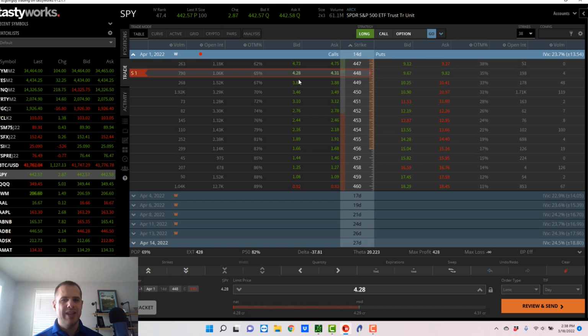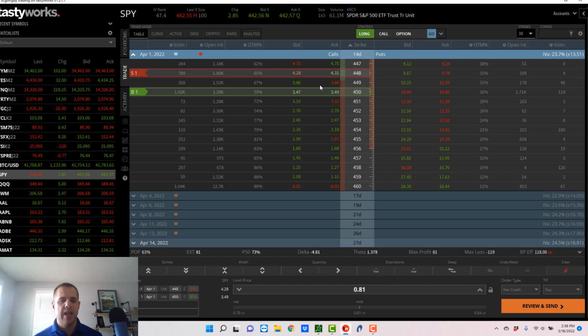As I left click on the bid price of the 448 call, it boxes it in red, indicating a sell order. I'm also going to left click on the ask price of the 450 call. That's going to box it in green, indicating a buy order.